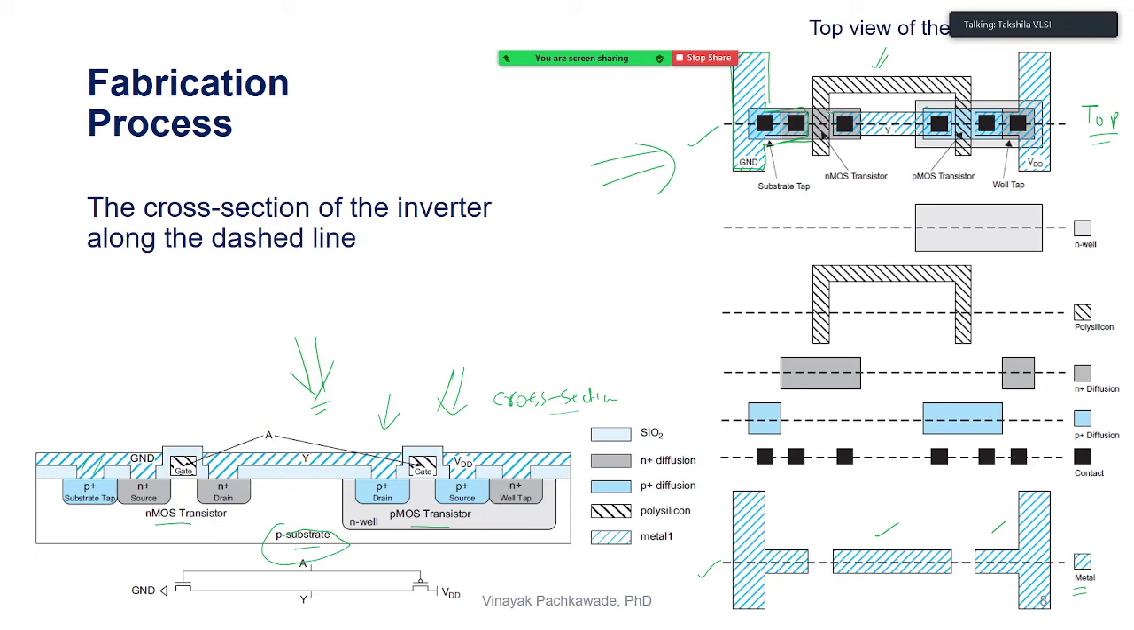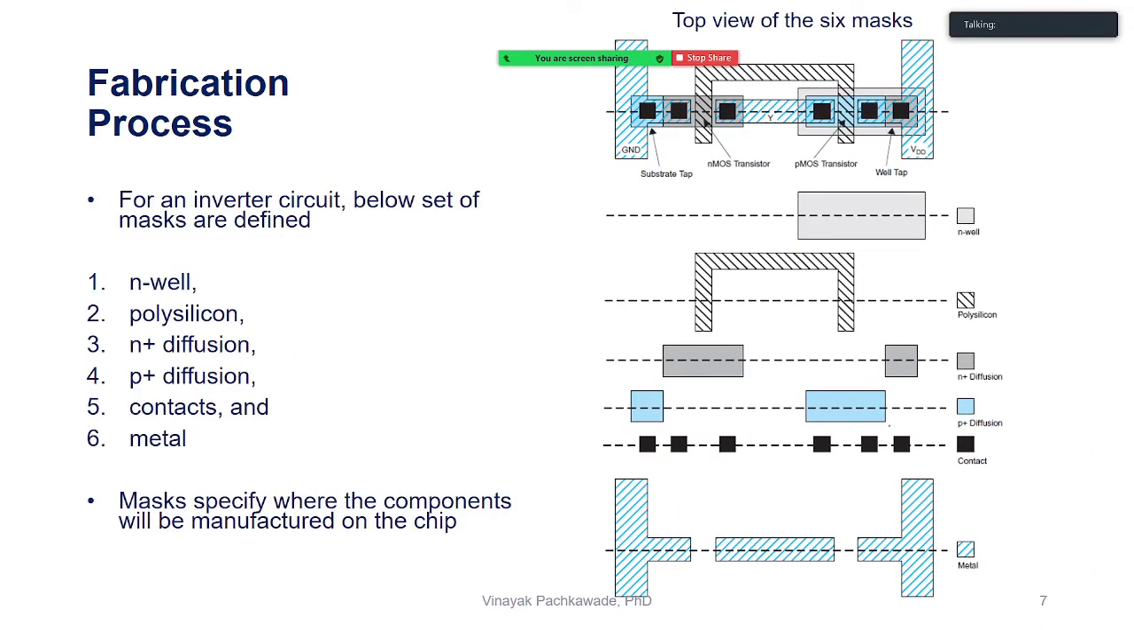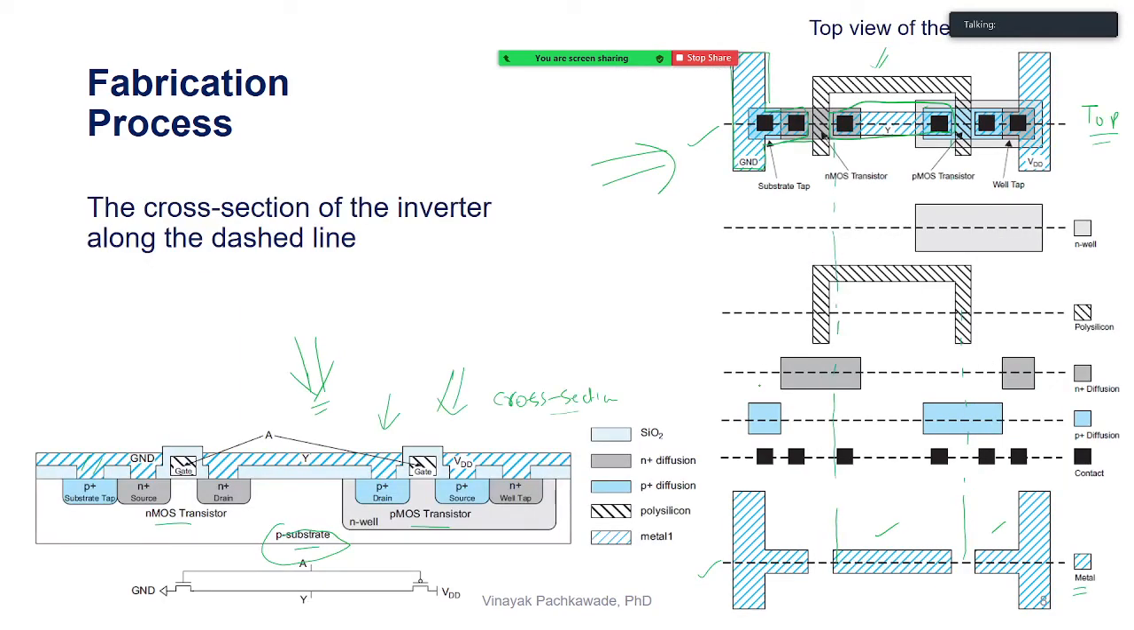Then again I have a metal in between here. So if I come down right over here, look, this is the mask. I hope you are following me, right? So we need 6 masks to fabricate such a transistor, and this mask will tell us where each of these things needs to be fabricated. So this is a cross section, this is your top view.